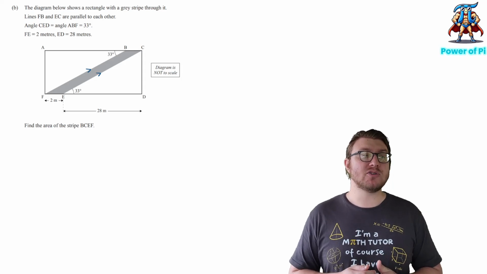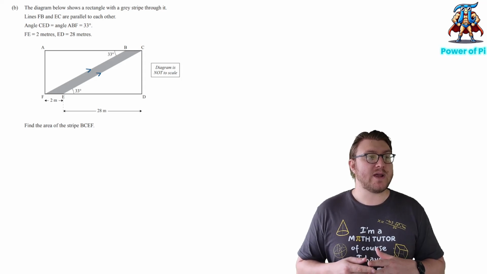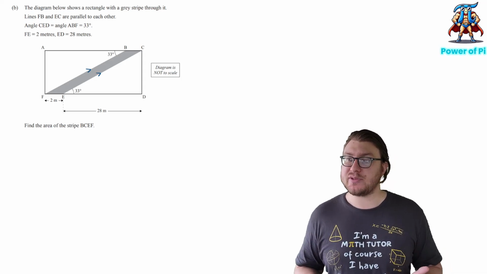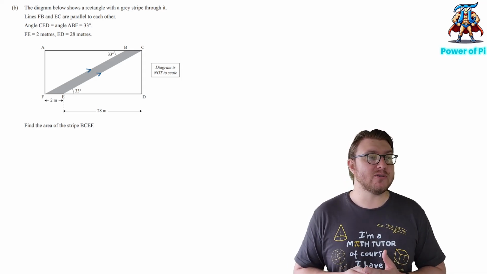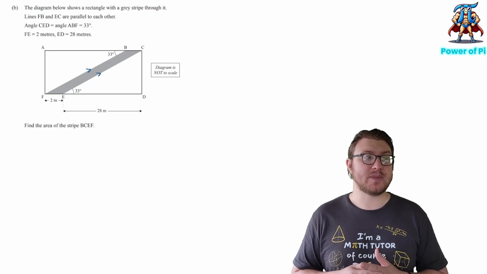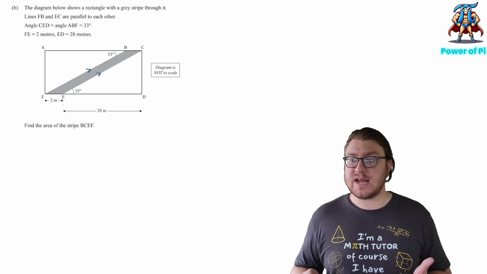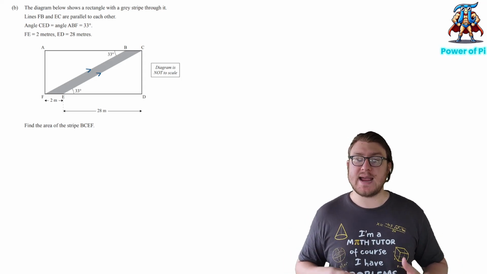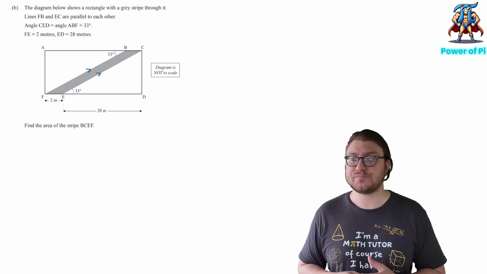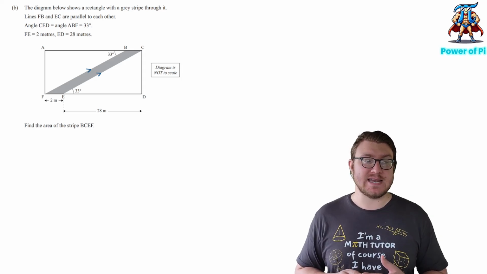The diagram below shows a rectangle with a gray stripe through it. Now we can see that FB and EC are parallel lines. I've marked them for you with a little blue arrow. And we know that the angle is 33 degrees, which you can see in the diagram. Couple more measurements that they've given us. Make sure you take your time in an exam to really understand what all the information is that they've given you. Now we want to find the area of the stripe BCEF.